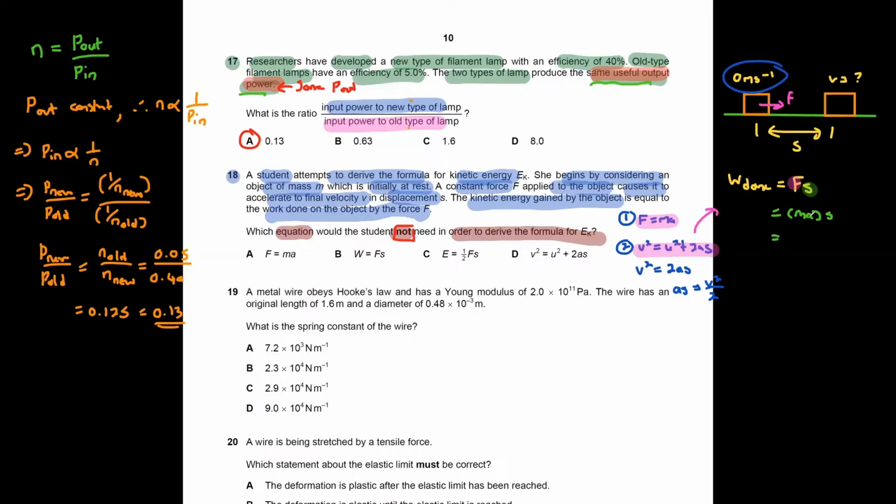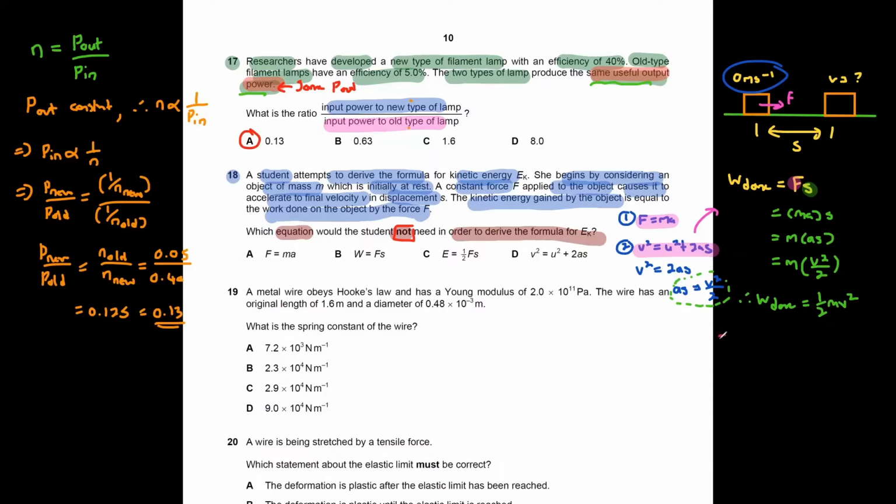Now you go and rearrange this again. You group AS together, you get MAS, right? So notice you've already found out what AS is here. This one is actually V squared over 2. So M times V squared over 2 will give you this. So therefore, your work done is actually half mv squared.